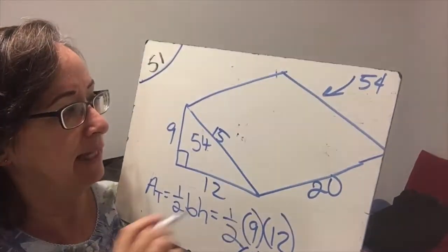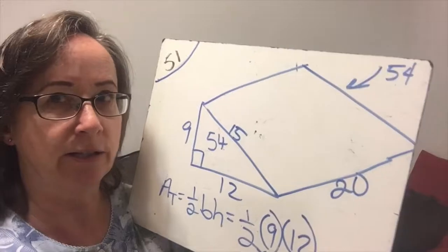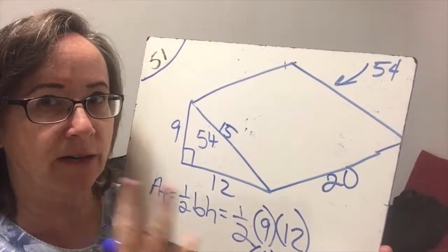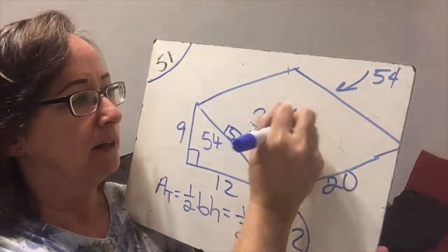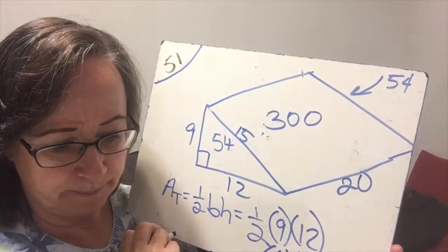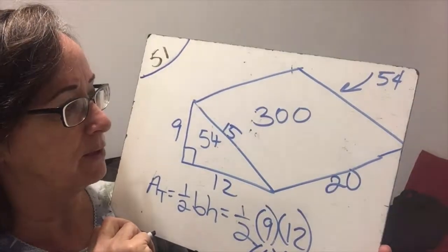Okay, and then here we've got 15 times 20, which is not as hard as it looks because 15 times 2 is 30, and then I tack on another 0. So this is 300 square centimeters. Okay, in your book it says centimeters.